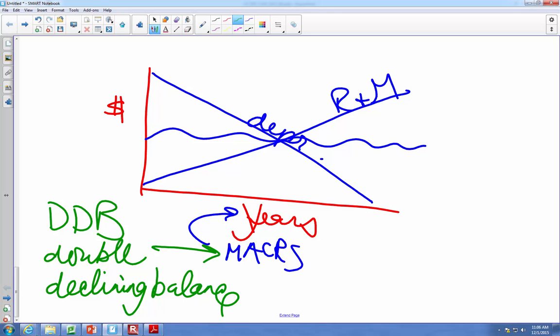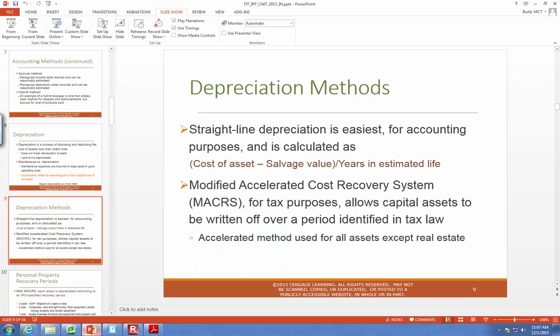We're going to just use tables. You don't have to do the calculations because they've done it for you and put them in tables. But if you were ever curious, like, oh, I wonder where all these numbers came from, it is double declining balance.